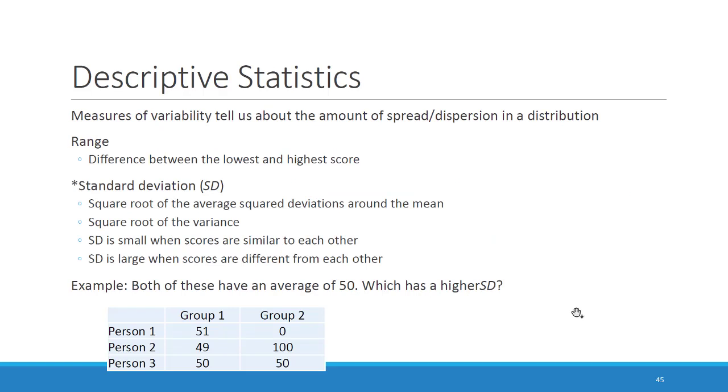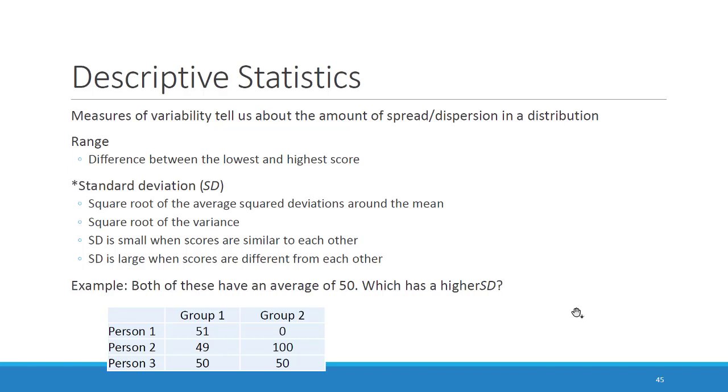Now let's talk a little bit more about measures of variability. Why do we need to know about the variability? Well, it's important to know about that in addition to the central tendency because it tells us about the amount of spread or dispersion of scores in a distribution. There are different types of variability measures.